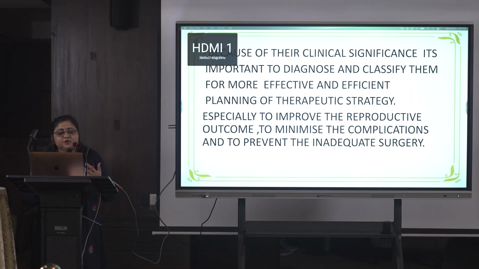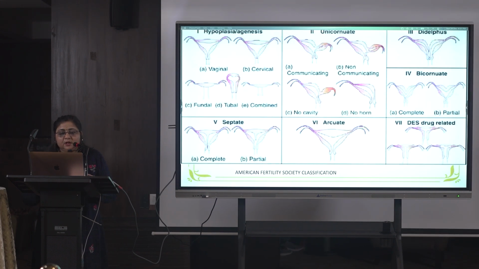So we should be very sure how far we have to go and how much we have to resect of the septum and how much we should leave. And also to minimize the complications and to prevent inadequate surgery. So we should know properly which class this uterus belongs to.